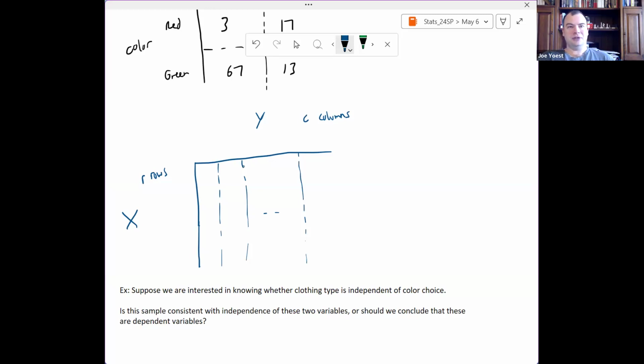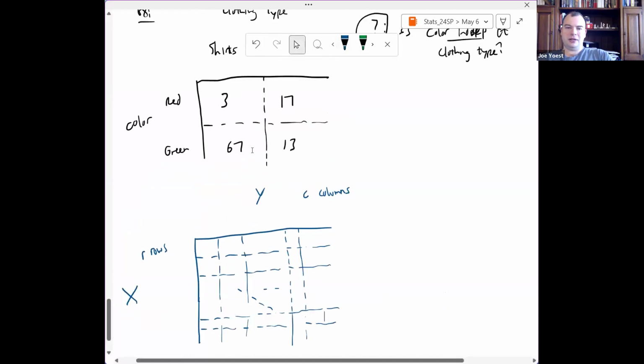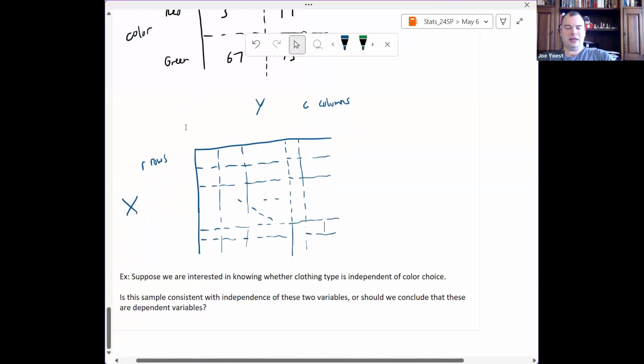So Y has C different possible outcomes. Remember, it's categorical, it's qualitative, so we can enumerate all of the different outcomes. And X also has distinct outcomes. It has R different outcomes. So I can make a grid similar to what I did up here, but here I could have 10 outcomes and 3 outcomes, or 7 outcomes and 6 outcomes. I could have a variable number of outcomes for each X and Y.